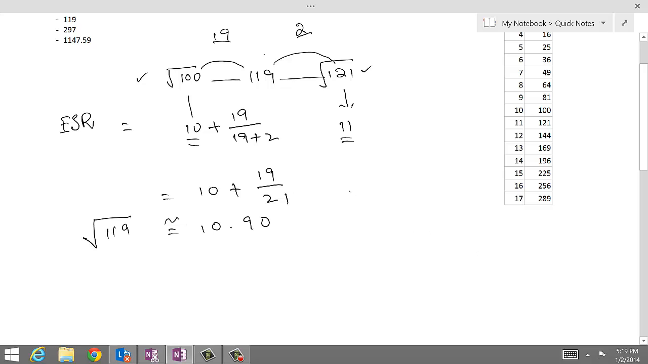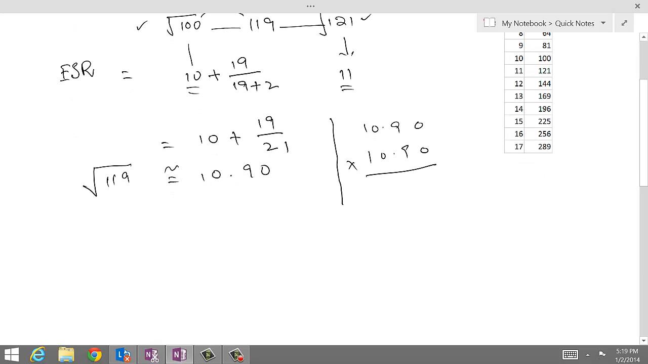If you want to know exactly how close you are, then you can multiply 10.90 with 10.90 and see how close you are to 119.